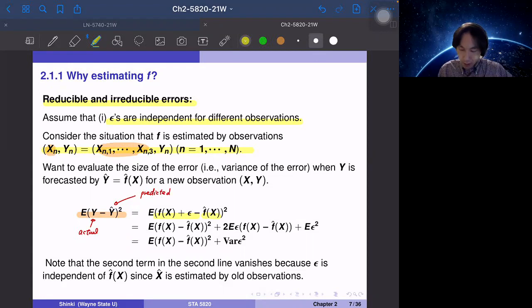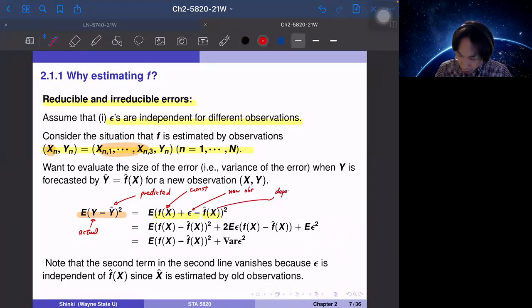So, f of x, this is a constant, right? So x is constant and f is a function of beta and x. So this is constant. And epsilon is the new observation. And f hat is based on the estimate, so this depends on y1 to yn. Okay, x is anyway deterministic, so y1 to yn.